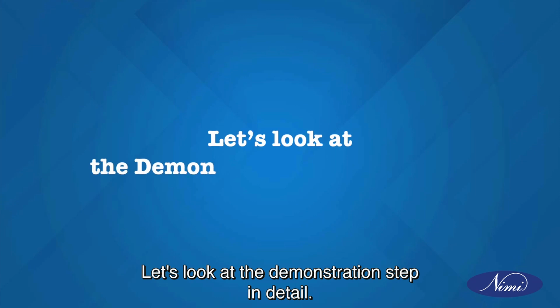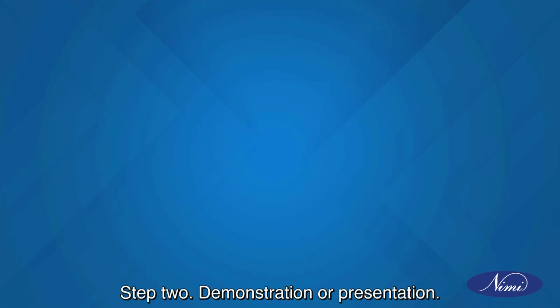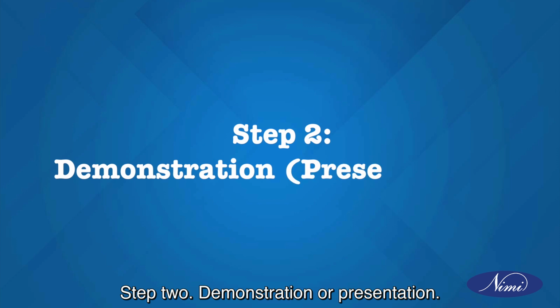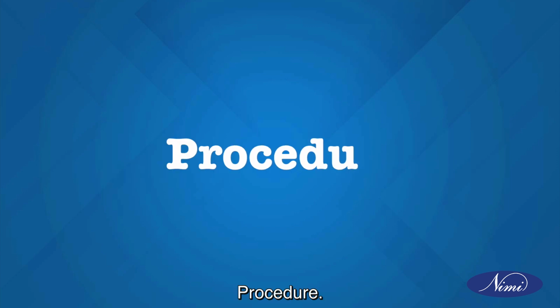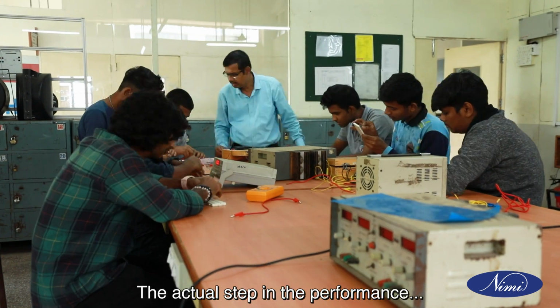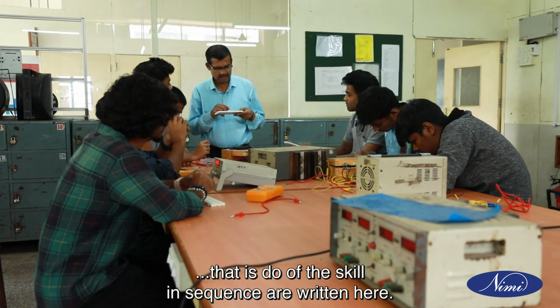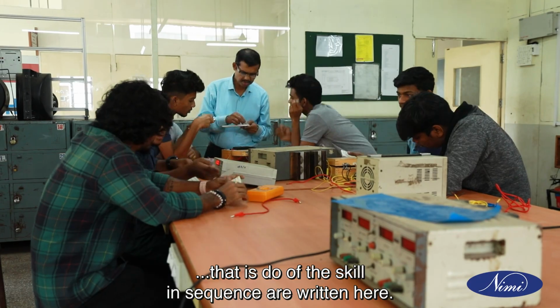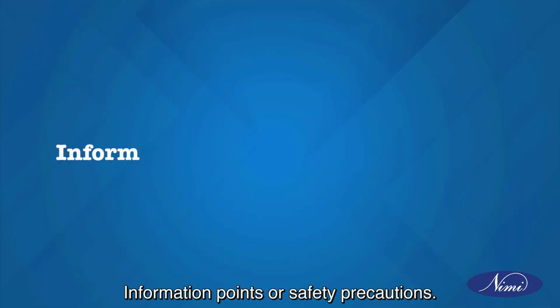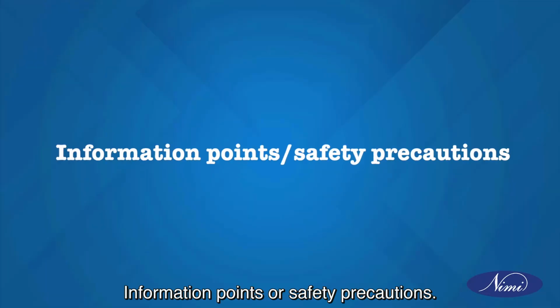Let's look at the demonstration step in detail. Step 2. Demonstration or presentation. Procedure. The actual steps in the performance, that is, do, of the skill, in sequence are written here. Information points or safety precautions.